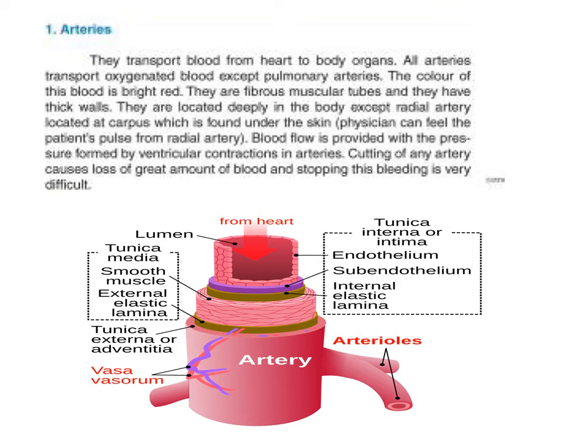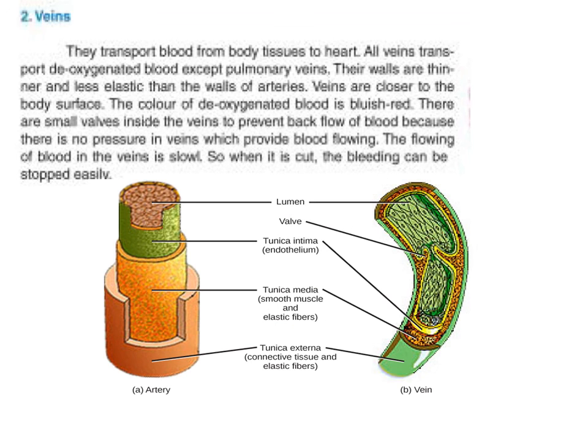Now listen, who can remember the properties of arteries? Arteries have thick walls. The blood found in arteries is bright red and oxygenated. They are found deeply in the body, and the blood flow inside the arteries is provided with pressure. And we ask why? Because this pressure is formed by ventricular contractions. Yes, this is about arteries.